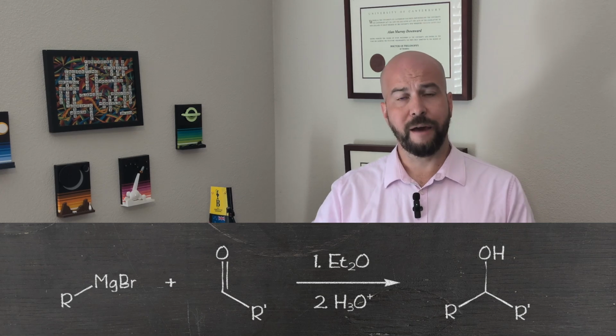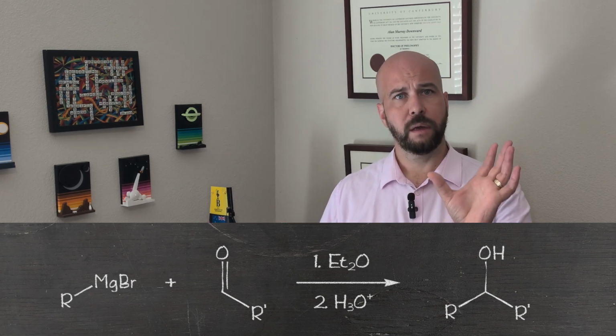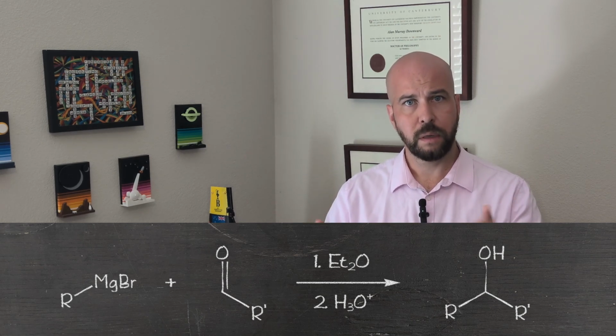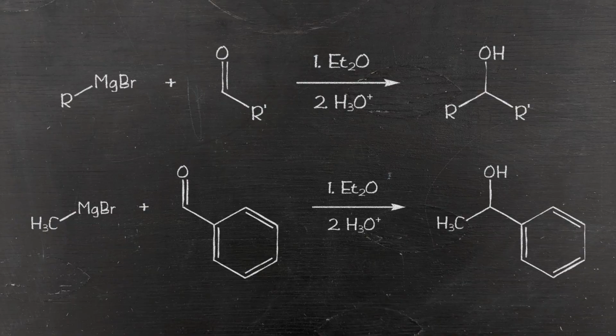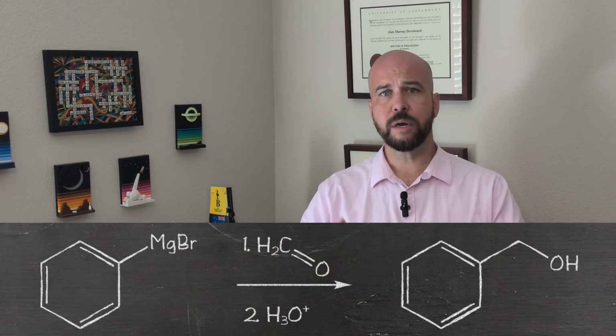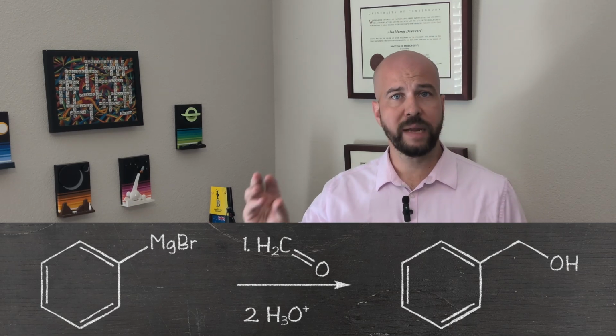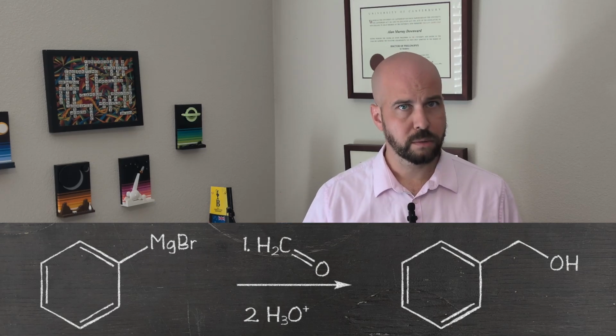Now, if we wanted to generate a secondary alcohol instead of a tertiary, then we could use an aldehyde, and our final molecule would have one half coming from the aldehyde and the other half coming from the Grignard reagent. For example, we could react methyl magnesium bromide with benzaldehyde to produce 1-phenylethanol. Now, there is one aldehyde that doesn't react to produce a secondary alcohol, and that's formaldehyde. Because there are no additional carbons attached to our carbon-oxygen double bond, this will only react to form primary alcohols.